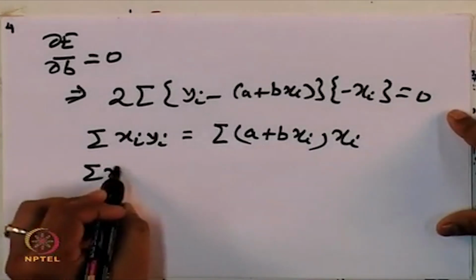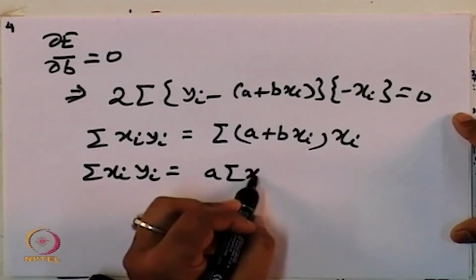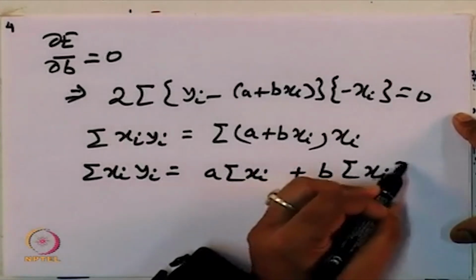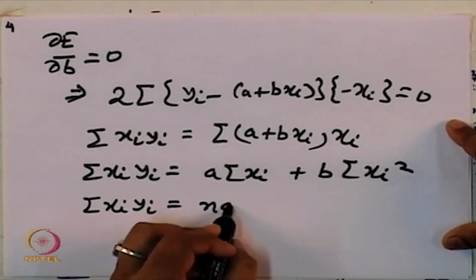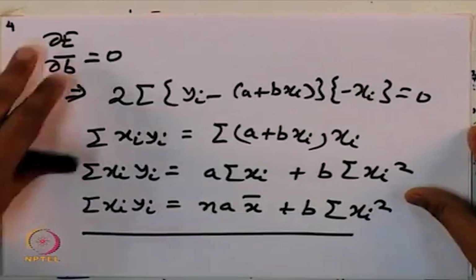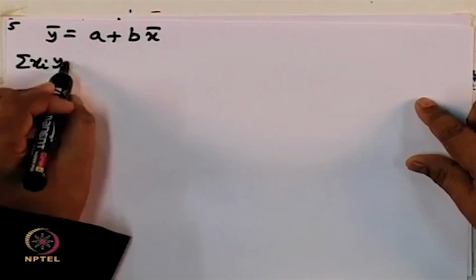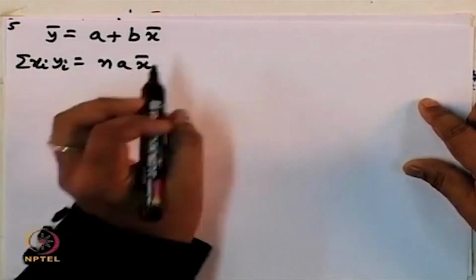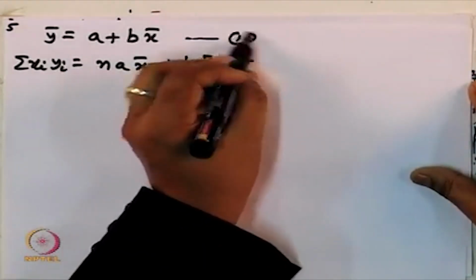Okay. So, I can simplify it further, is equal to a summation of xi plus b summation of xi square. Okay. So, I can further simplify it, summation xi yi is equal to n a x bar plus b summation xi square. Okay. So, I have two equations. So, let me write down the final equations. I have y bar is equal to a plus b x bar and summation xi yi is equal to n a x bar plus b summation xi square.